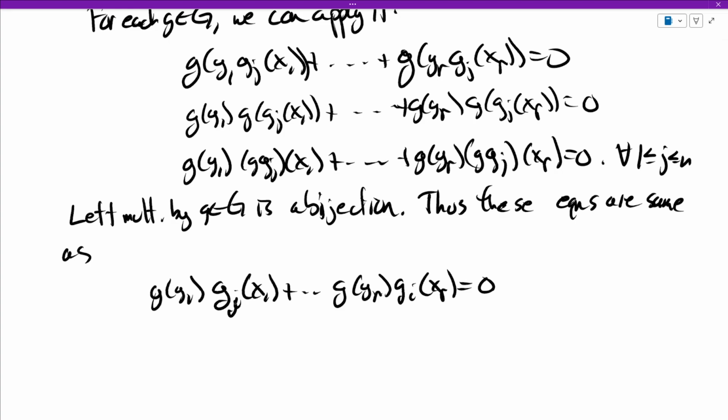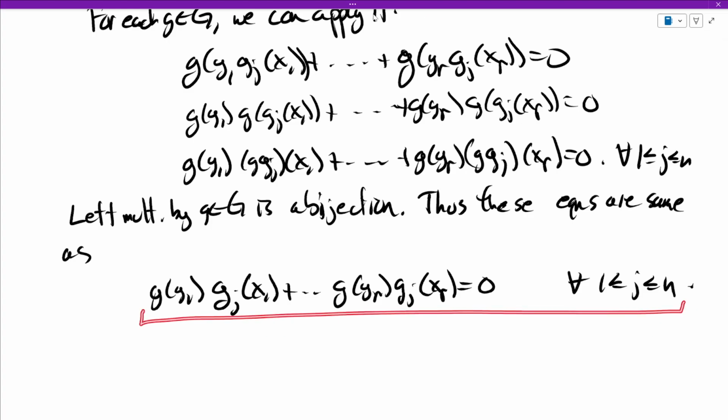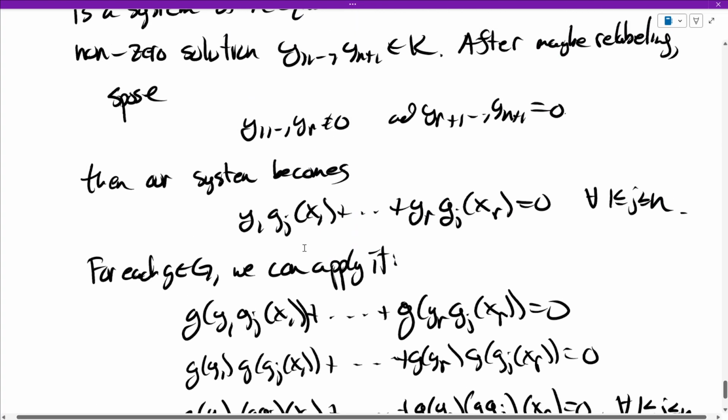And I'm just going to relabel that as a j to not confuse indices. It doesn't matter what we use as a dummy variable. It's just a dummy variable. All right. Now what? Well, we sort of have two systems. We have this one, and then we have this one.